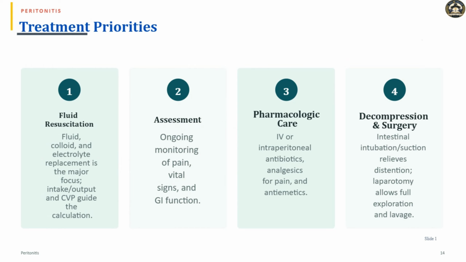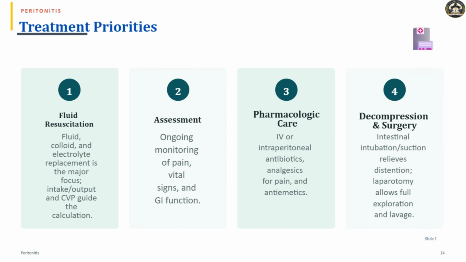Here, we outline the critical treatment priorities for peritonitis. First, we have fluid resuscitation. This involves the major focus of fluid, colloid, and electrolyte replacement, with intake output and central venous pressure guiding the calculation. Second, assessment. This means ongoing monitoring of the patient's pain, vital signs, and overall gastrointestinal function.